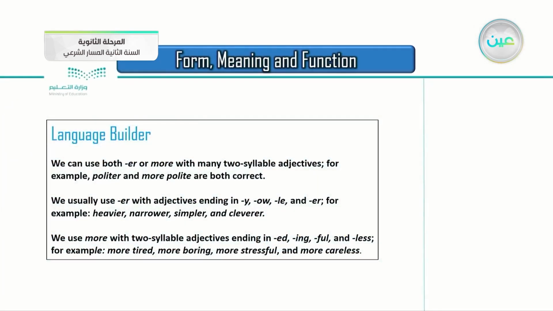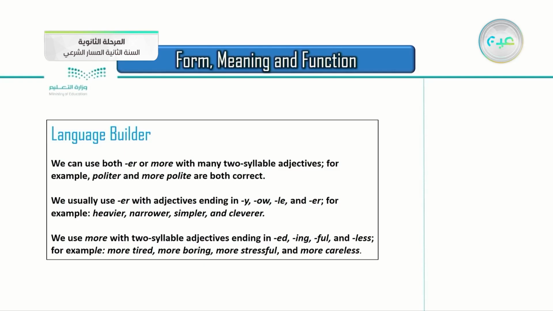Another language builder here: we can use both -er or more with many two-syllable adjectives. So some two-syllable adjectives, you can either add -er or use more. For example, politer and more polite are both correct. You can say politer or more polite.